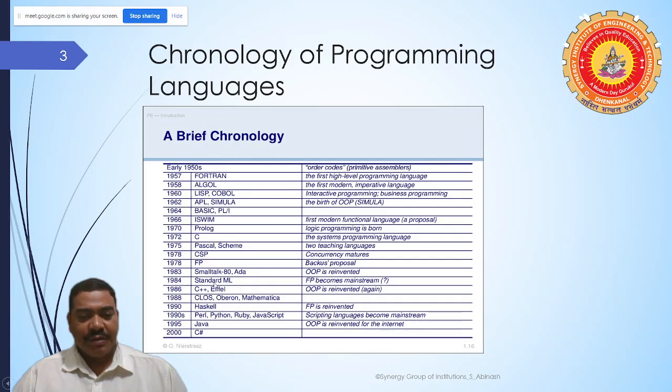Ada. In 1984, Standard ML. In 1986, C++. In 1988, CLOS, Oberon, and Mathematica. In the 1990s, Haskell, Python, Ruby, JavaScript. Many programming languages and scripting languages have evolved. In 1995, the most popular, Java, and in 2000, C Sharp.